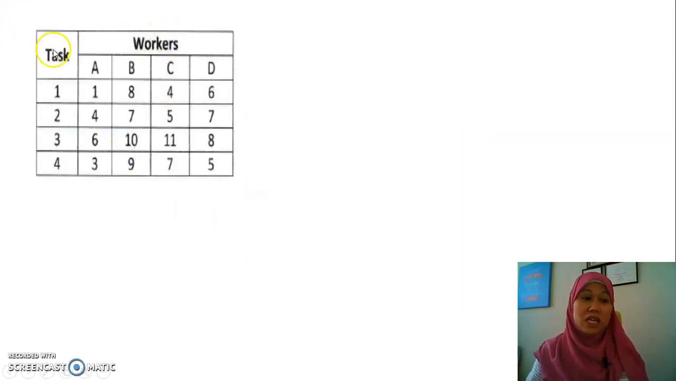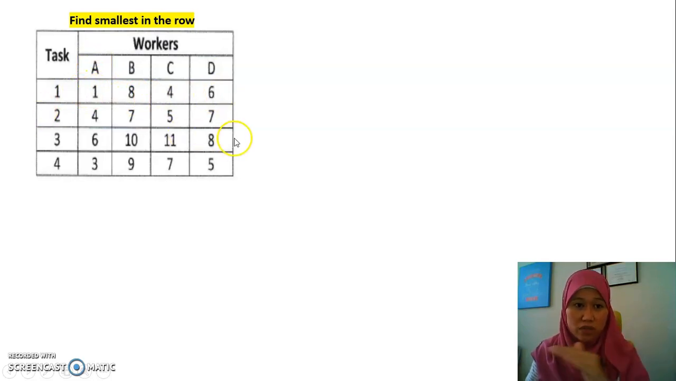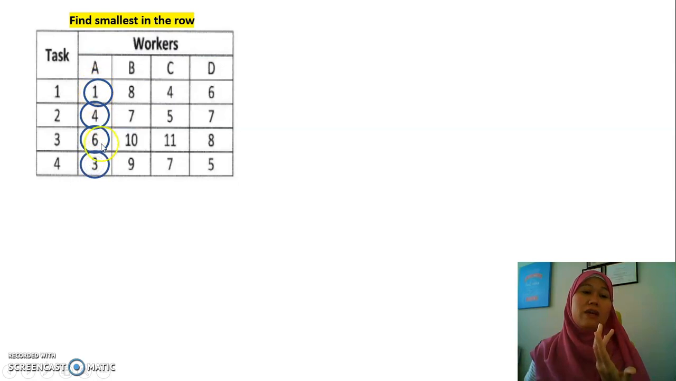So the first thing is to find the smallest in the row. Going this way is the row, so find the smallest in each row. Row 1 is 1, row 2 is 4, row 3 is 6, and row 4 is 3. It's in the same column, coincidentally.